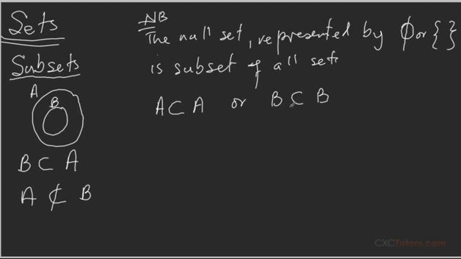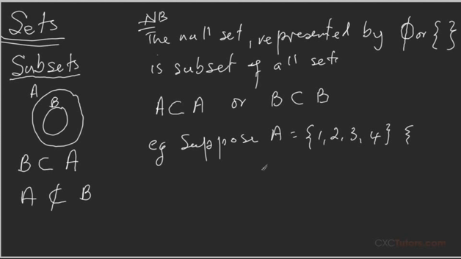So if you were to take out set B separate from set A, then the null set would be a subset of set A, and it will also be a subset of set B. And let me demonstrate here quickly. Suppose set A is equal to 1, 2, 3, and 4. And set B is equal to 2, 3.